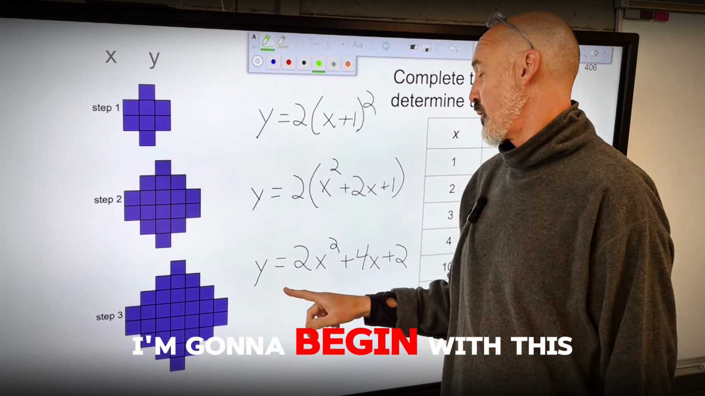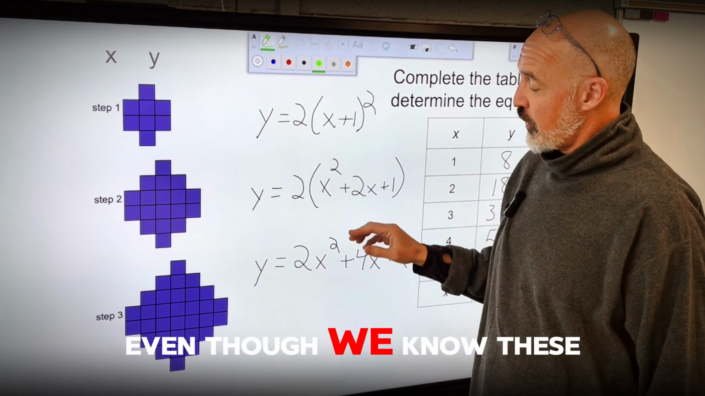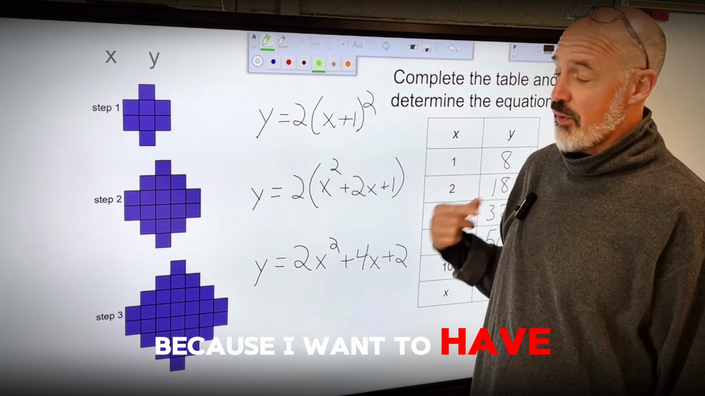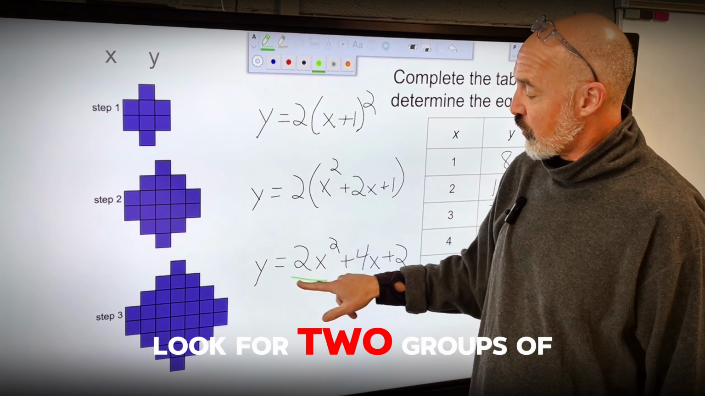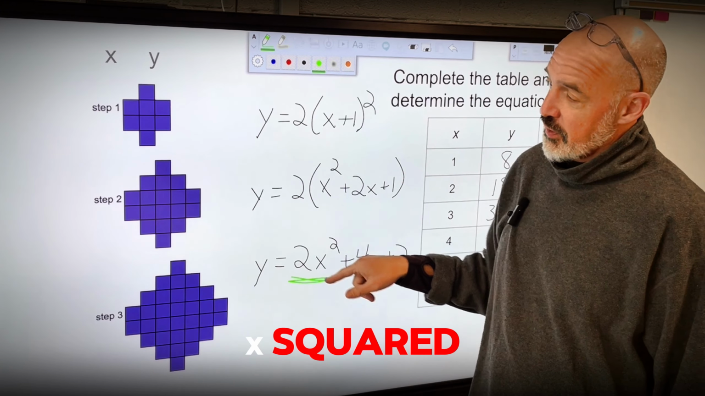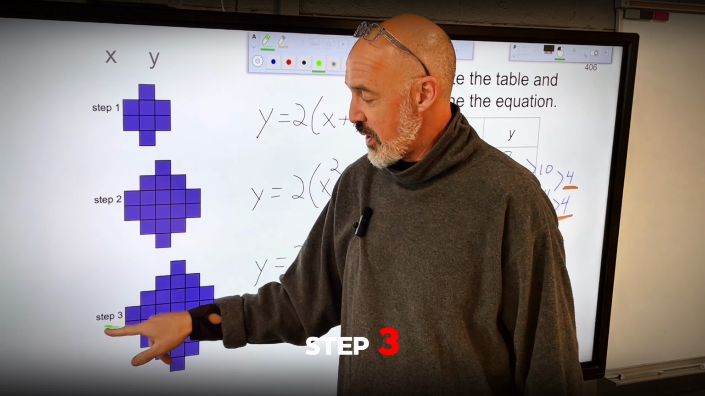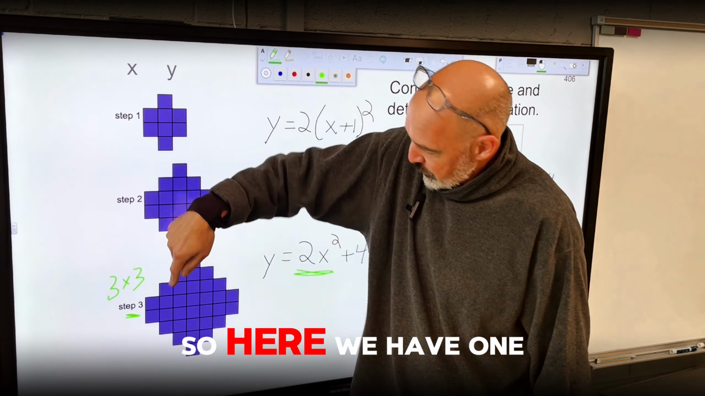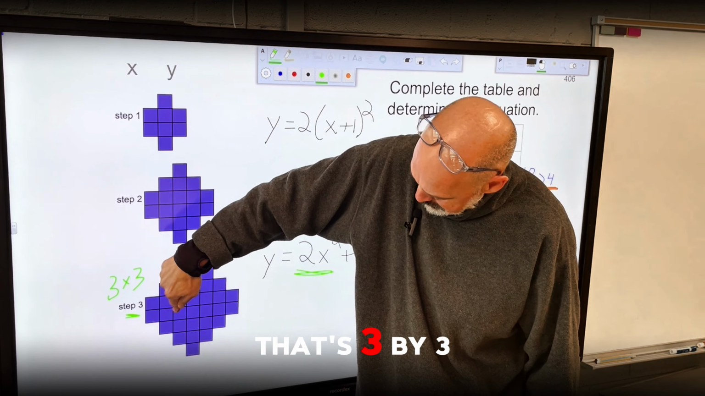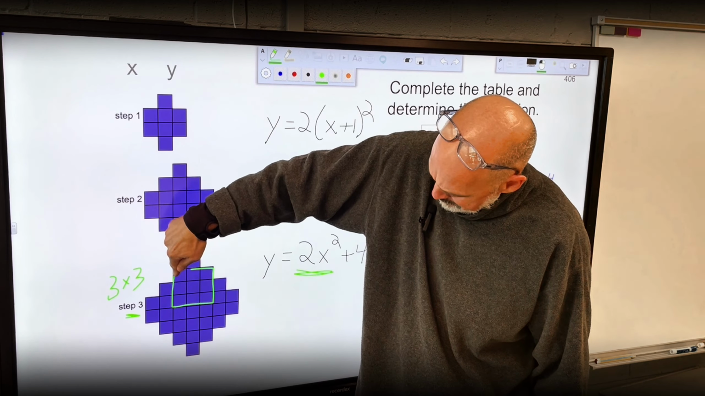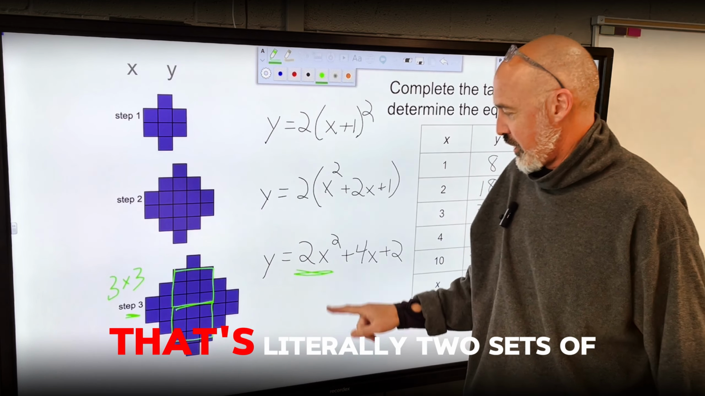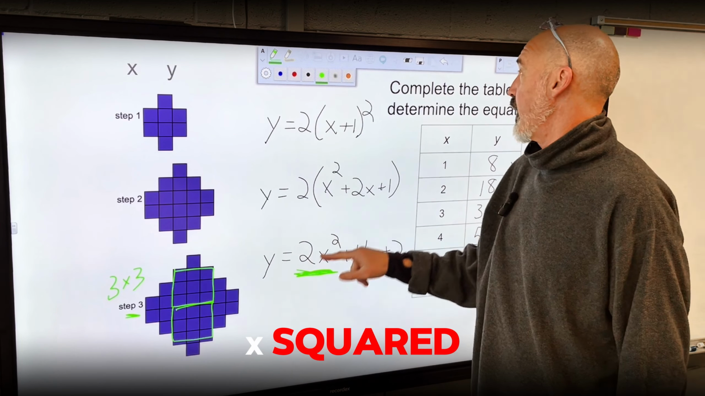I'm going to begin with this bottom one, even though we know these equations are all equivalent, because I want to have my students look for two groups of x squareds. And so here, like in step 3, that will be a 3 by 3 square. So here we have one that's 3 by 3, and then another 3 by 3 square. That's literally 2 sets of x squareds.